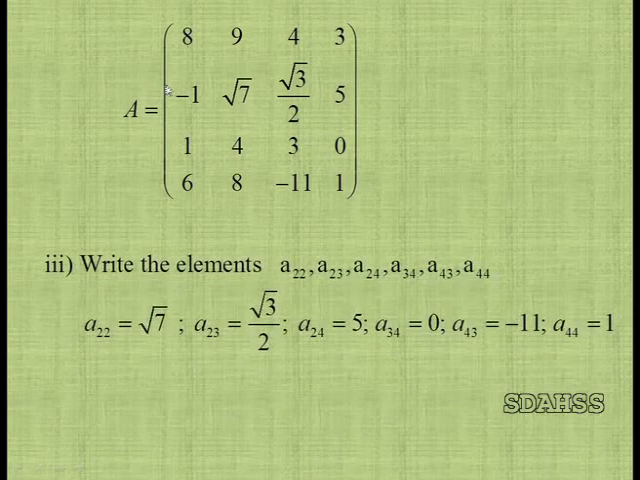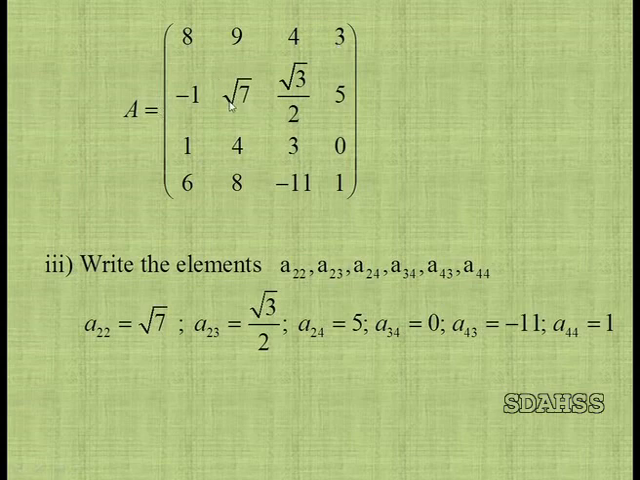Third one, write the elements A22, A23, A24, A34, A43, A44. Here this is A11. A11 means the element present in the first row and first column. A12 means the element present in the first row and second column. A13 means the element present in the first row and third column. A14 means the element present in the first row and fourth column.